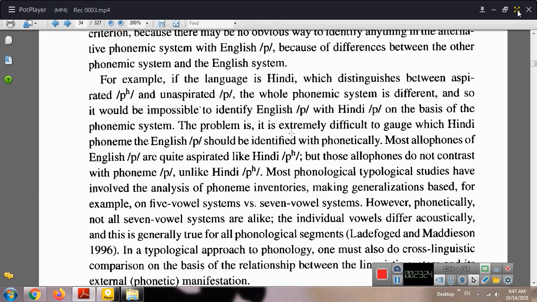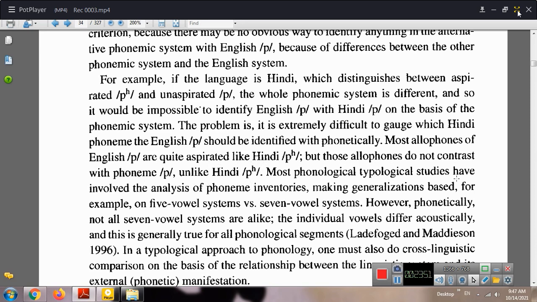The problem is, it is extremely difficult to gauge which Hindi phoneme the English P should be identified with phonetically. Most allophones of the English P are quite aspirated like Hindi P, but those allophones don't contrast with phoneme P, unlike Hindi, which is phonemic.